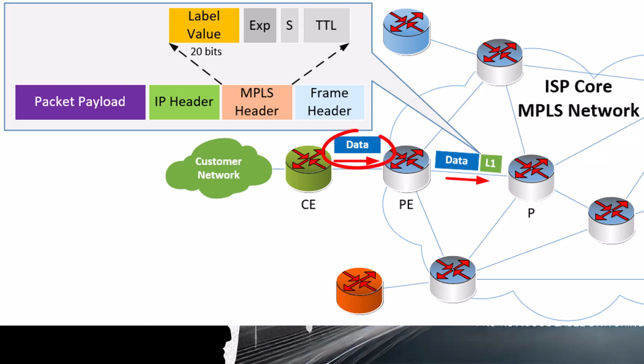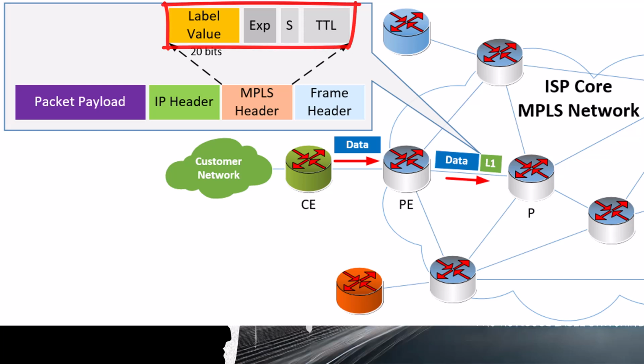Here we see the data going from the CE device to the PE device where a label is added. This label is added in the MPLS header, which is inserted between the layer 2 frame header and the layer 3 IP header. Remember, MPLS is often called a layer 2.5 protocol for this reason, because it fits in between these two headers. Within the MPLS header, we see various fields.